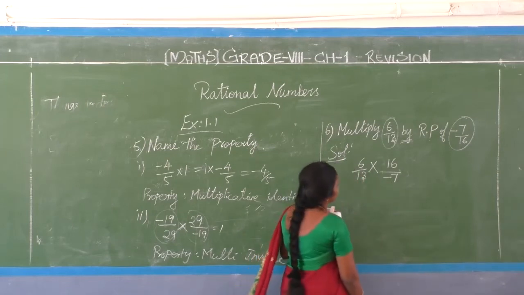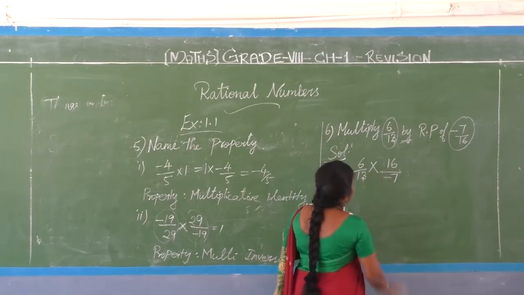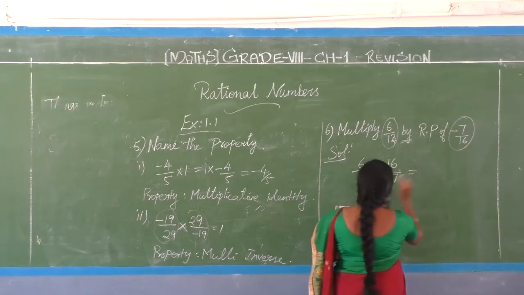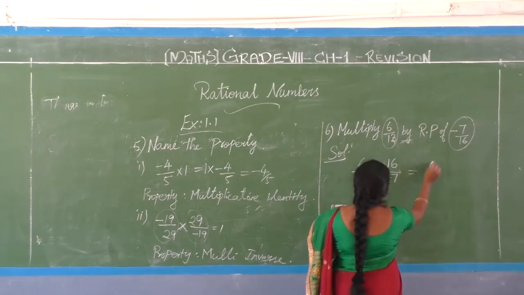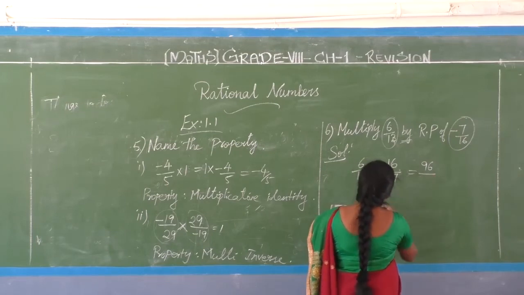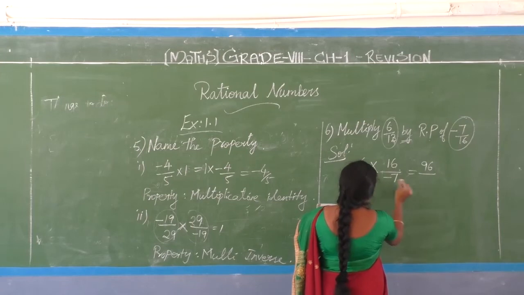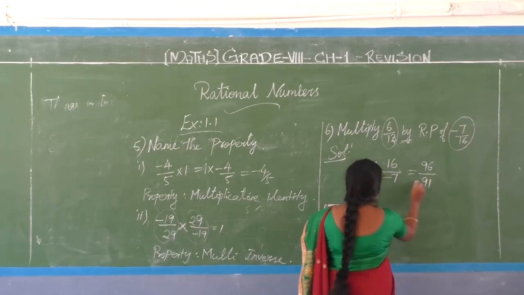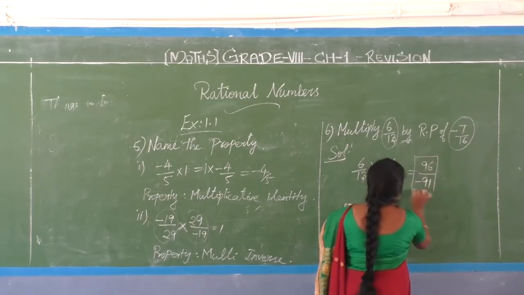Here we can't simplify, so we have to multiply fully. 16 sixes are 96, 13 sevens are 91, and plus into minus is minus. So this is the answer for this question.